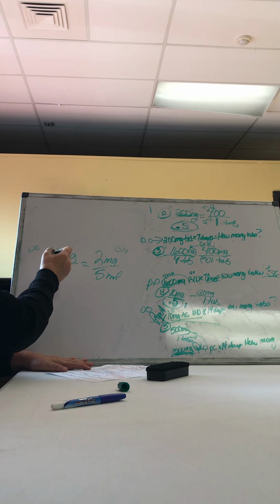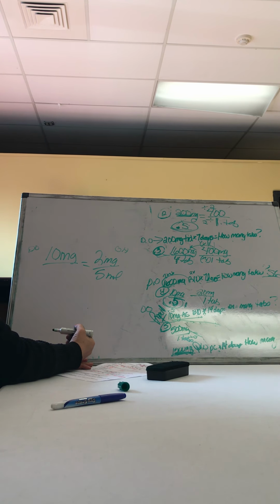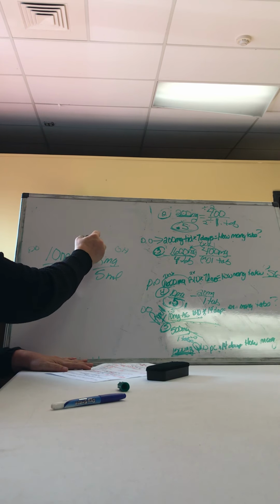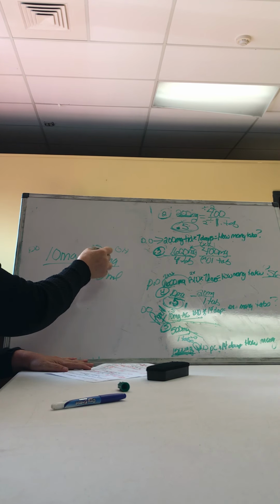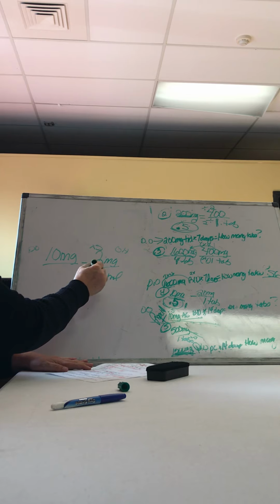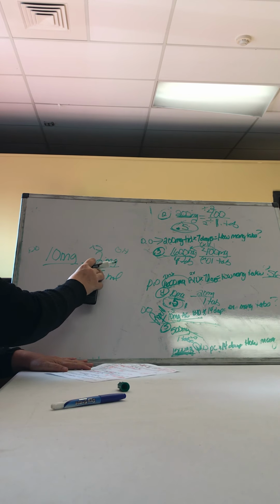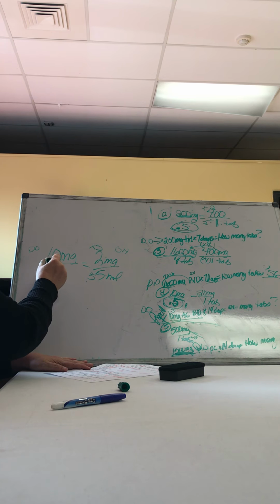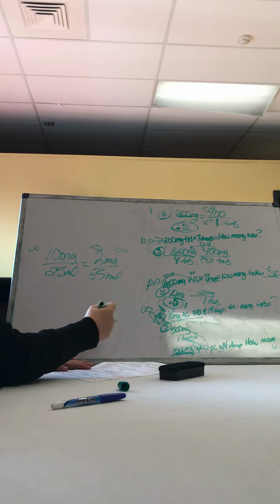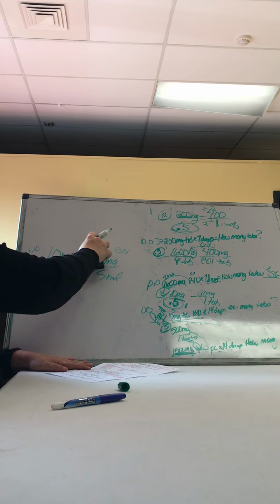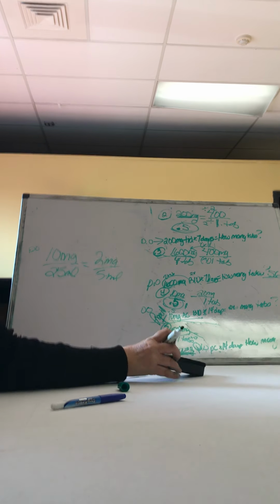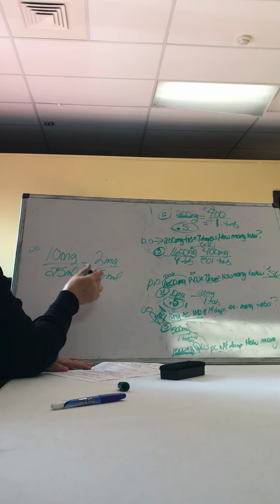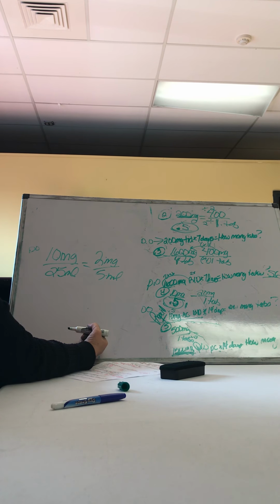How do you get from 2 to 10? Times 5. Times 5. And then 2 times 5 is 10, then you do that times 5. So 5 times 5 is 25. Does that make sense in your head? You've got 2 milligrams in 5, you've got 10 in 25. Nope, that don't make sense.